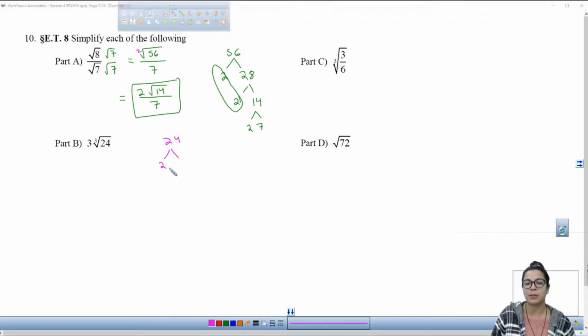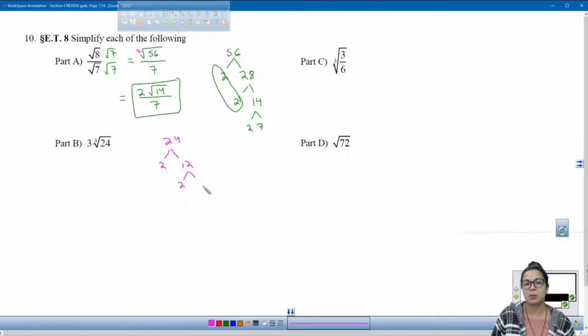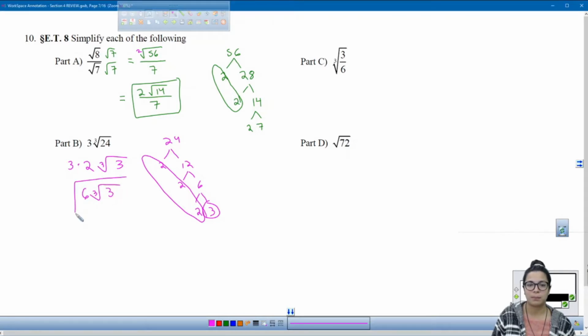So 24 breaks up into 2 times 12. 12 breaks up into 2 times 6. 6 breaks up into 2 times 3. So we actually have 3 copies of 2, so a 2 will come out. There's already a 3 there, so I'm going to leave it there. A 2 will come out of this cube root, and then a 3 will stay on the inside of the cube root. So we have 3 times 2, which is 6, so this simplifies into 6 cube root of 3.